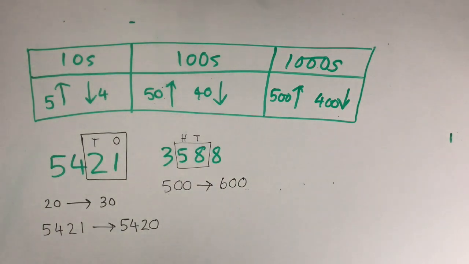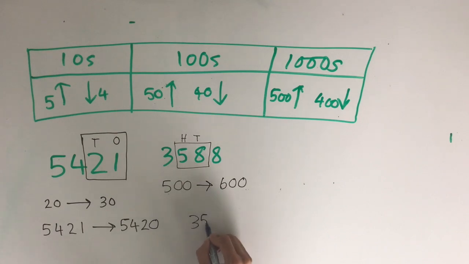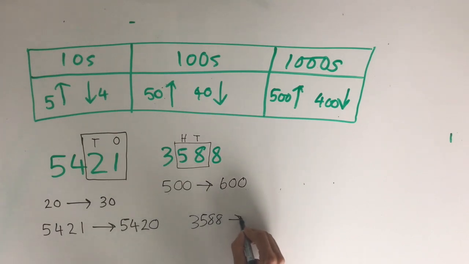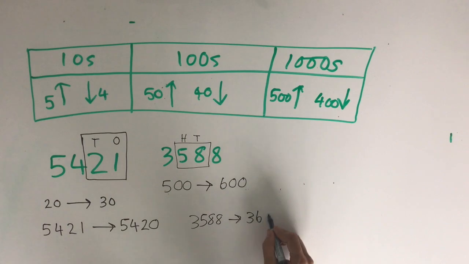Here we can see we've got 8 tens, which is 80. 80 is more than 50, so we need to round up. 3,588 will round up to 3,600.